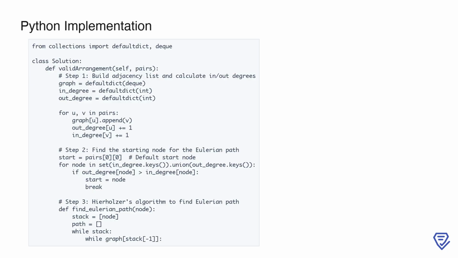Next, we locate this starting node. By default, we choose the first node of the first pair, but if we find a node with more outgoing edges than incoming edges, that becomes the new starting point. This ensures that we begin the traversal in a way that satisfies the conditions of an Eulerian path. Finally, we define a helper function, find_eulerian_path, to perform the actual traversal. It initializes a stack with the starting node and prepares to iteratively build the path.